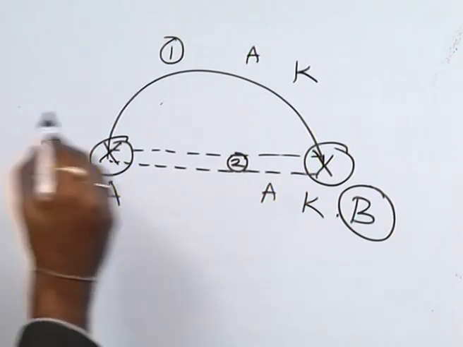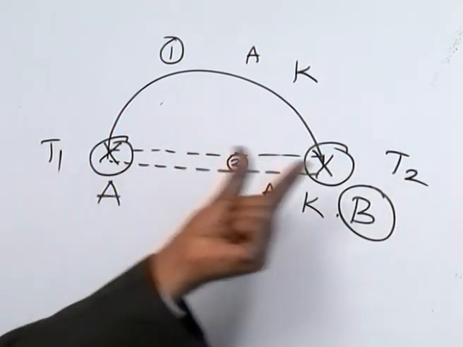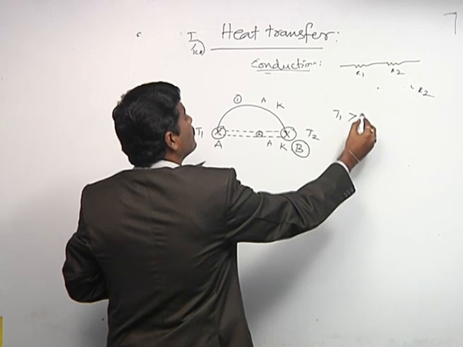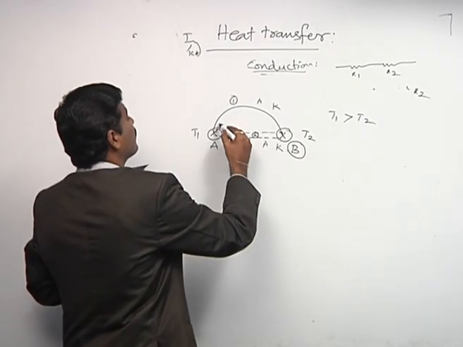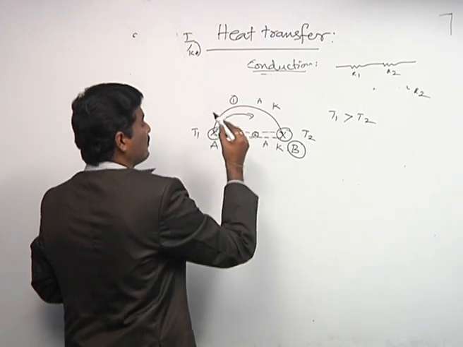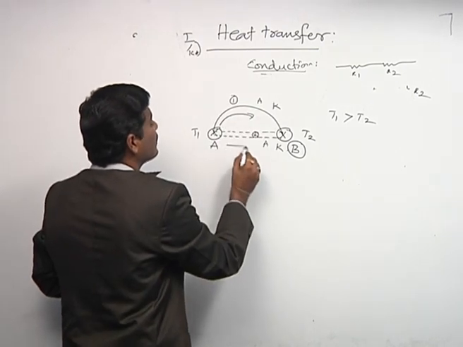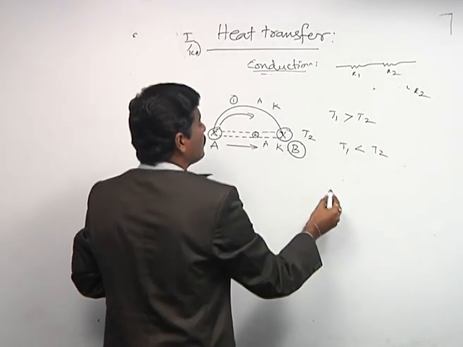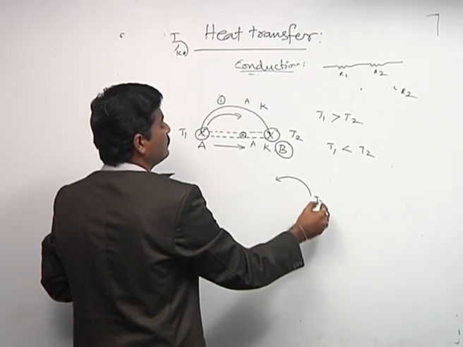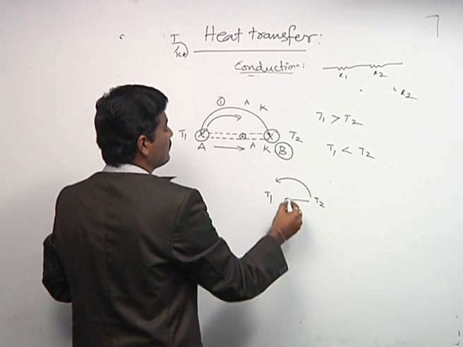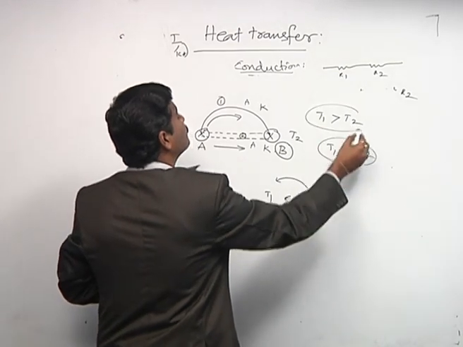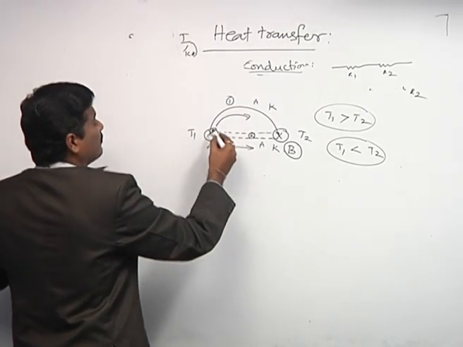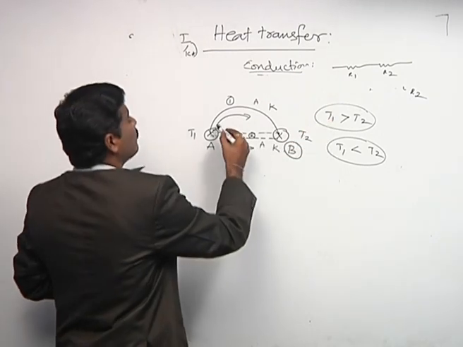I am taking these temperatures as T1 and T2. He has given different temperatures, so I am taking this as T1 and this as T2. Our assumption for solving the question is T1 is greater than T2. So heat flow moves in this direction along the semicircular rod, and in the straight rod this way. Suppose your assumption is T1 is less than T2, your heat flow moves from T2 to T1 along this metal rod on this side. You can make either assumption. So let T1 be greater than T2 now. First, heat flows from here to here.